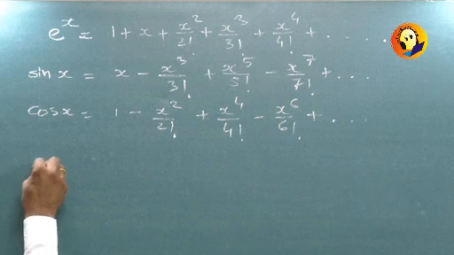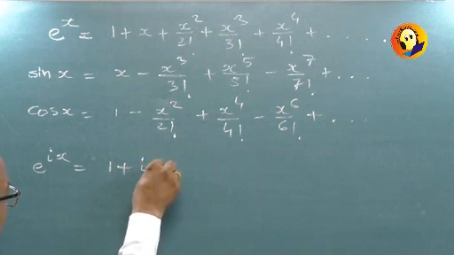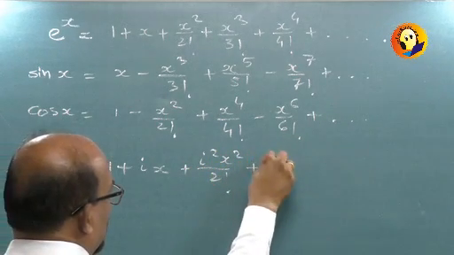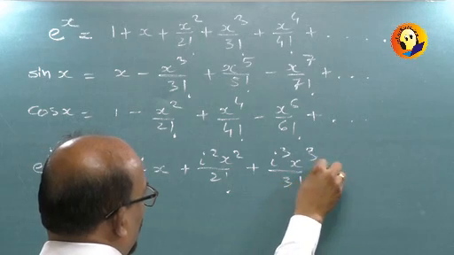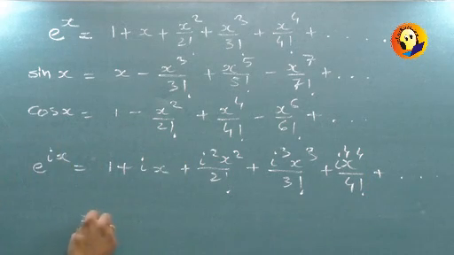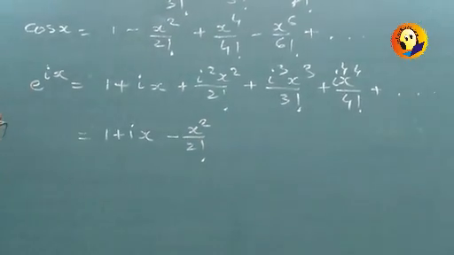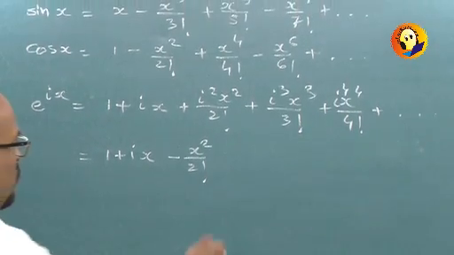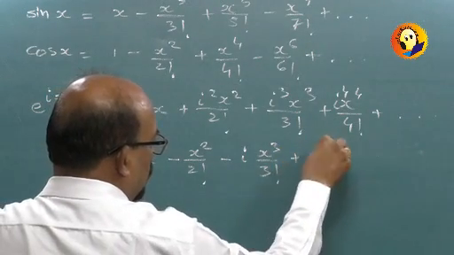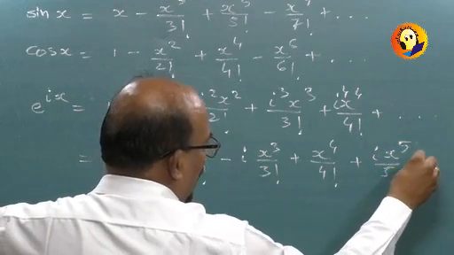We have studied something like e raised to ix, and if I write the series, it will be 1 plus ix plus i square x square by 2 factorial plus i cube x cube by 3 factorial plus i raised to 4 x raised to 4 by 4 factorial plus etc. That becomes 1 plus ix. i square is minus 1, so minus x square by 2 factorial. i cube is minus i, so minus i x cube by 3 factorial. i raised to 4 is plus 1, so plus x raised to 4 by 4 factorial. i raised to 5 will be i x raised to 5 by 5 factorial. i raised to 6 is minus 1.